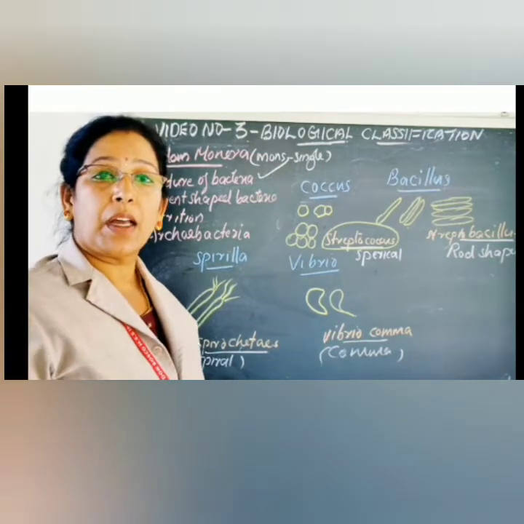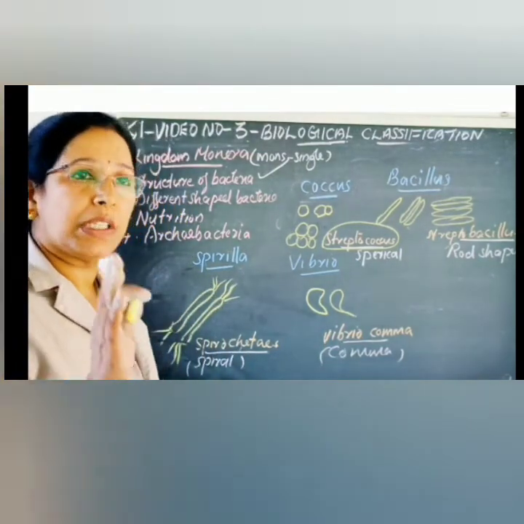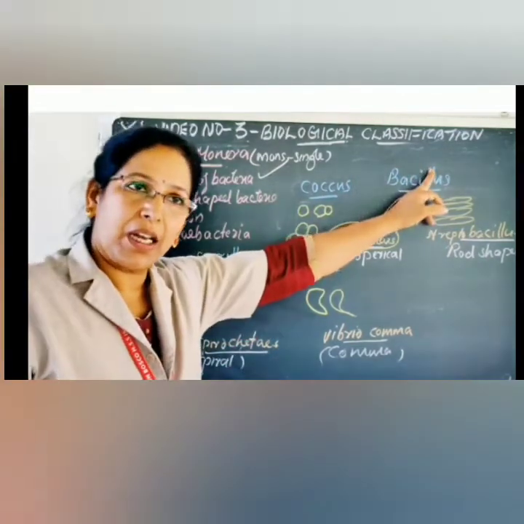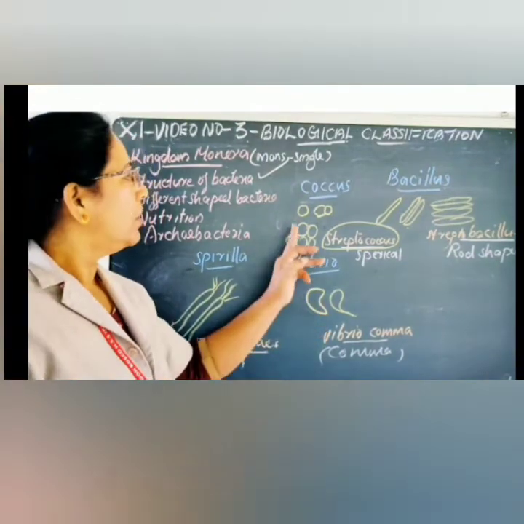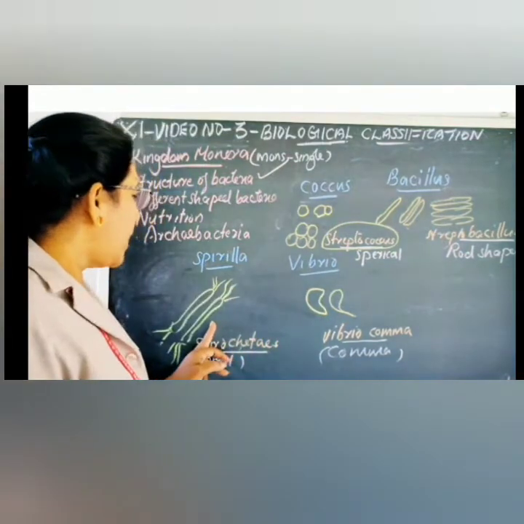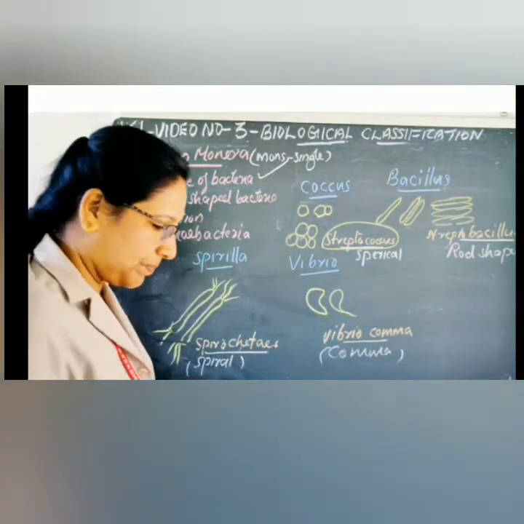Clear? There are 4 types of bacteria depending upon the shape. They are Coccus, Bacillus, Spirillum and Vibrio. This is spherical, this is rod, this is spiral, this is comma shape. Clear, I think.